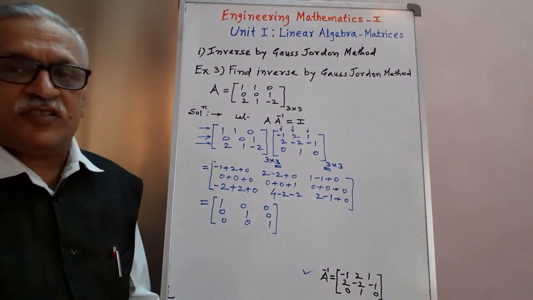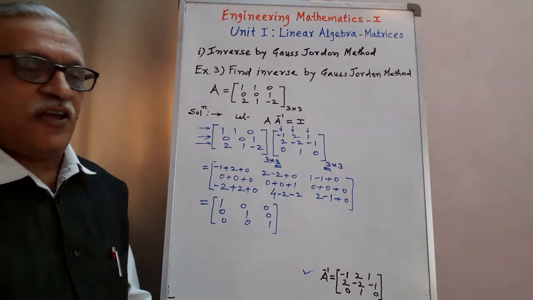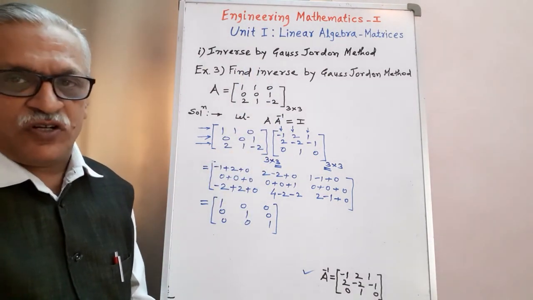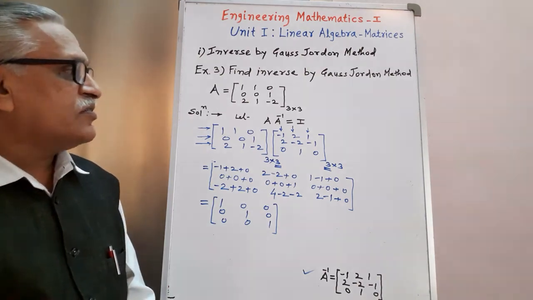Therefore, with the help of these three simple examples, I have explained how we can obtain the inverse by the Gauss Jordan method. Okay.